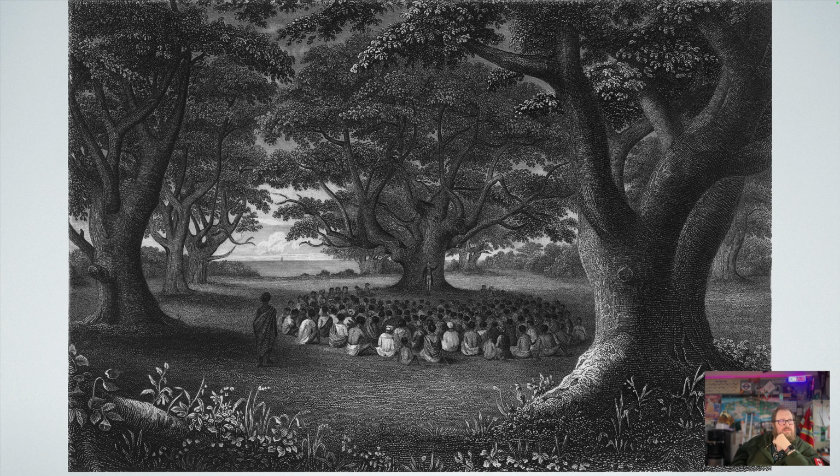One of the first examples of this that I'm going to share with you is Hawaii. This is a lovely wood carving cut of a Protestant minister or a Protestant missionary from New England preaching under these huge groves in Hawaii. By the way, these groves no longer exist.